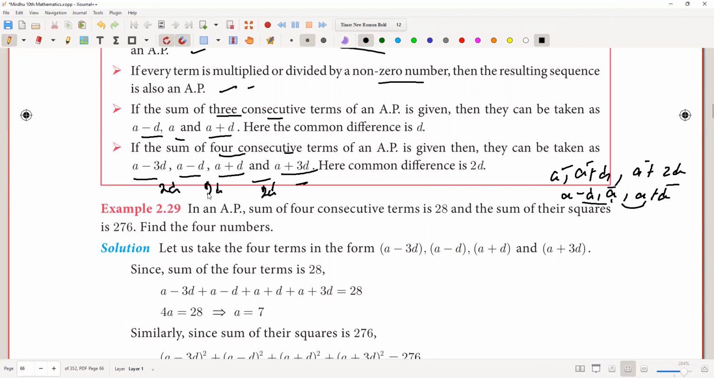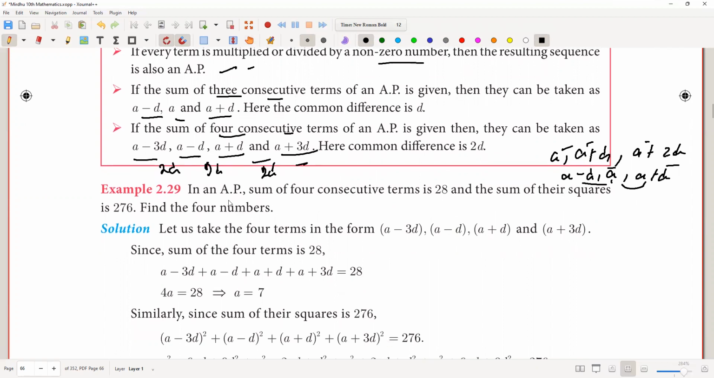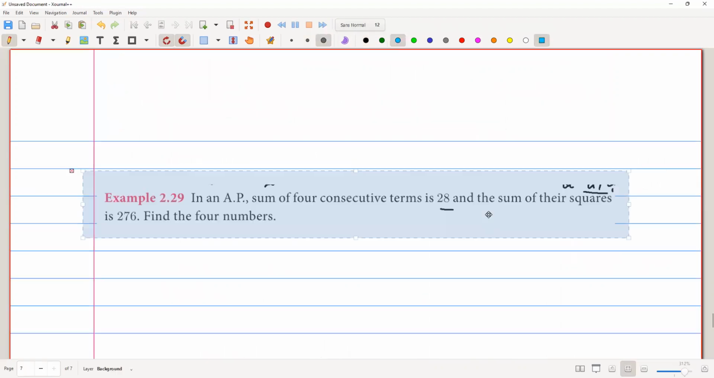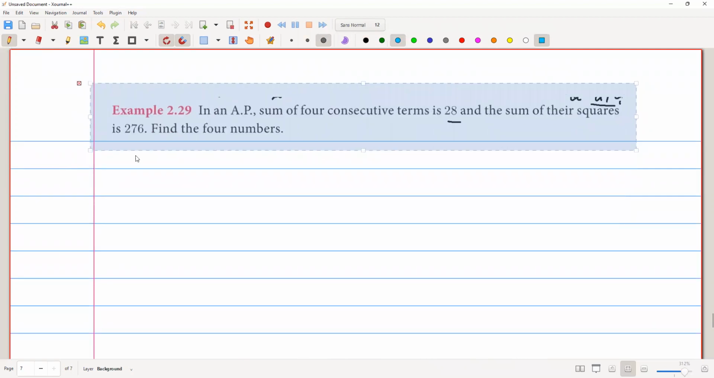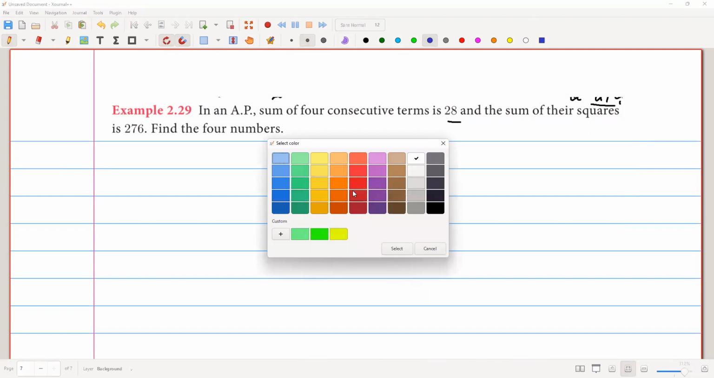So then also it is an AP only. Then also it is an AP. There will not be any issues there. It is an AP. All right. Check here. If an AP's sum of 4 consecutive terms is 28, sum of the squares is 276. Find the AP. They are given 4 consecutive terms. All right. They are given 4 consecutive terms. So what we have to take the terms as, some other color. Which color you want? This one.